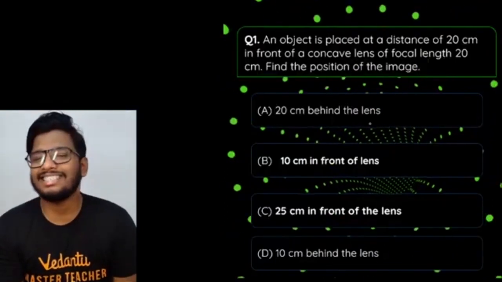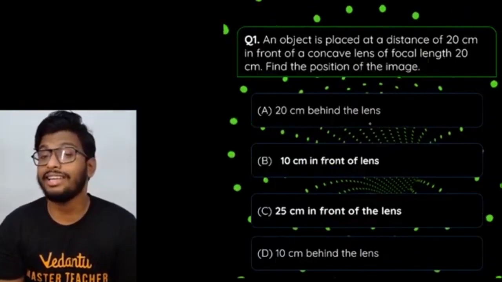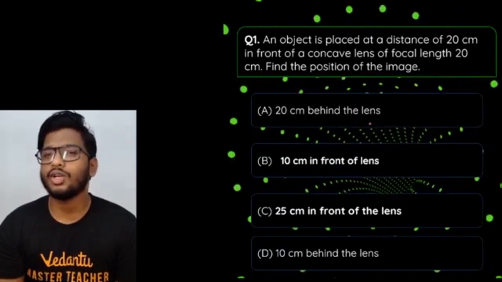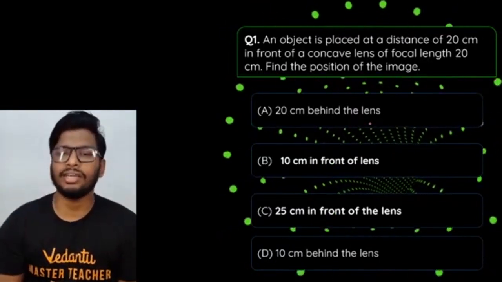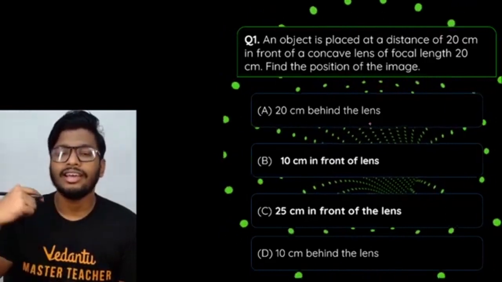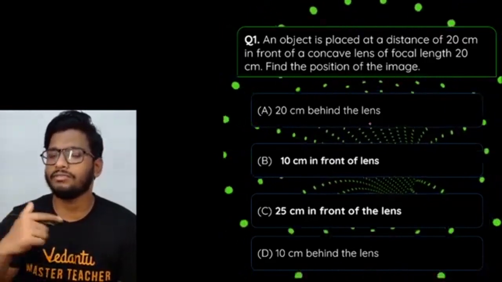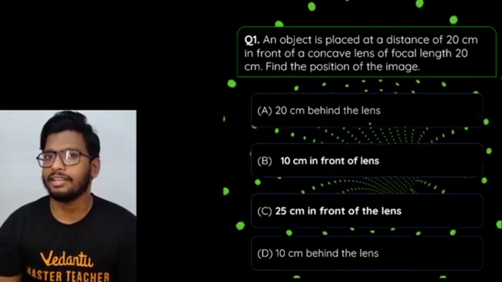Alright, here's the first question. An object is placed at a distance of 20 centimeters in front of a concave lens of focal length 20 centimeters. Find the position of the image. Is it 20 centimeters behind the lens, 20 centimeters in front of the lens, 25 centimeters in front of the lens, or 20 centimeters behind the lens?